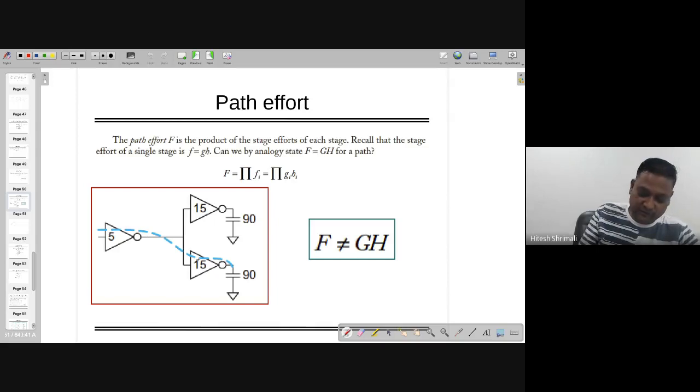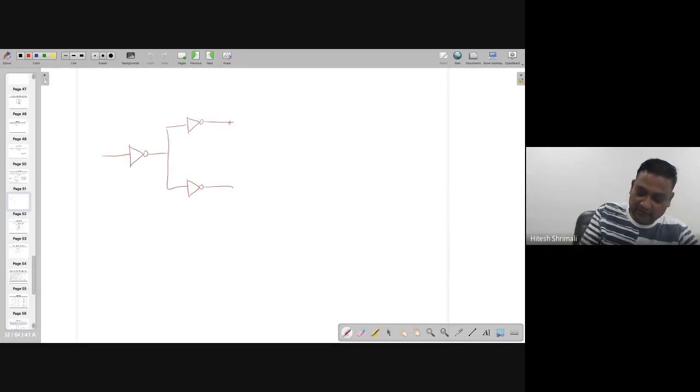notably this is FO2, known as FO2 because the fan out is 2. In that, all have a capacitance of 90-90 on both sides, and this is 5-15-15.